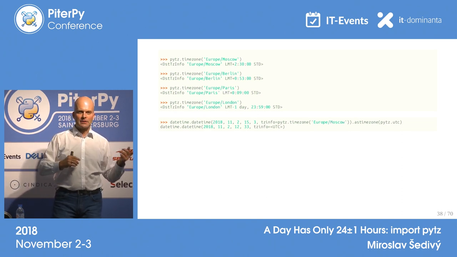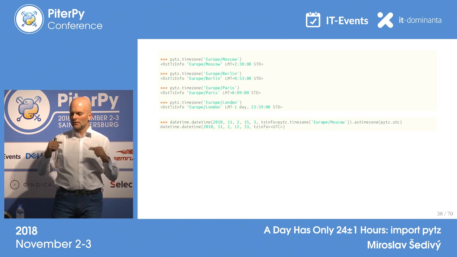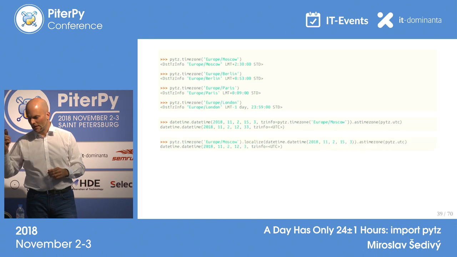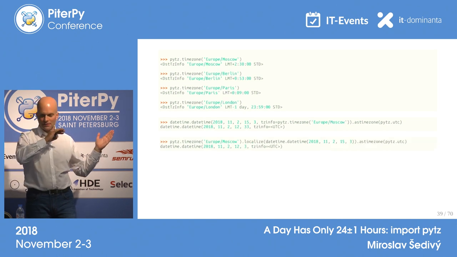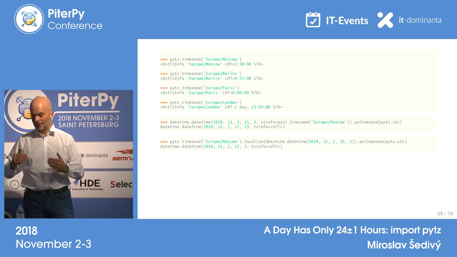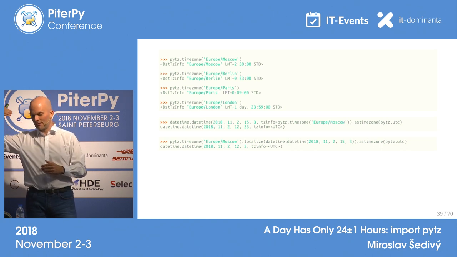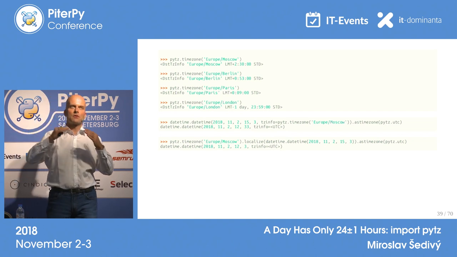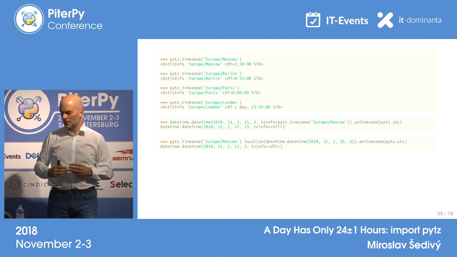If you are using dateutil.tz, I think you can instantiate it directly as such an object. So you have to take the pytz Europe/Moscow object and then localize, and then it will recognize which time zone offset it should take.